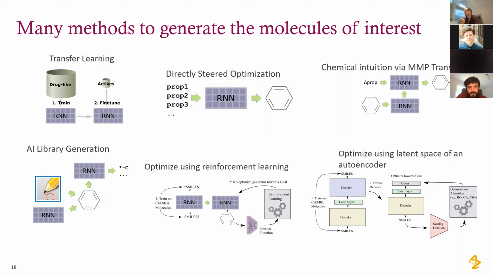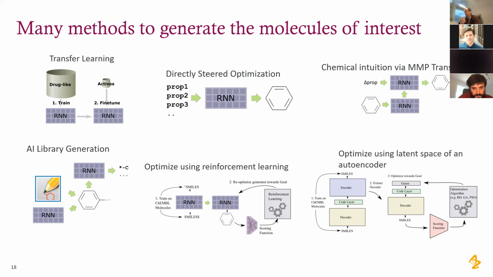Another way is also to look at substitution points. We want to keep the core of the molecule the same, and then we can ask the recurrent neural network to generate various substituents on here. Reinforcement learning also works very well.